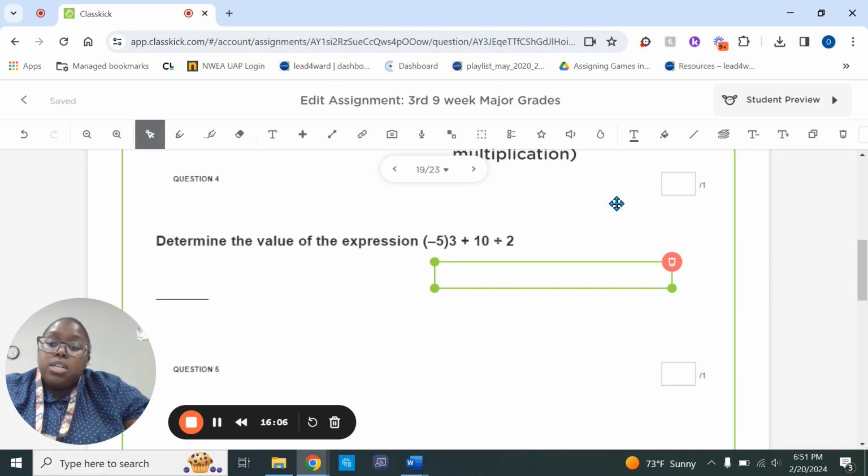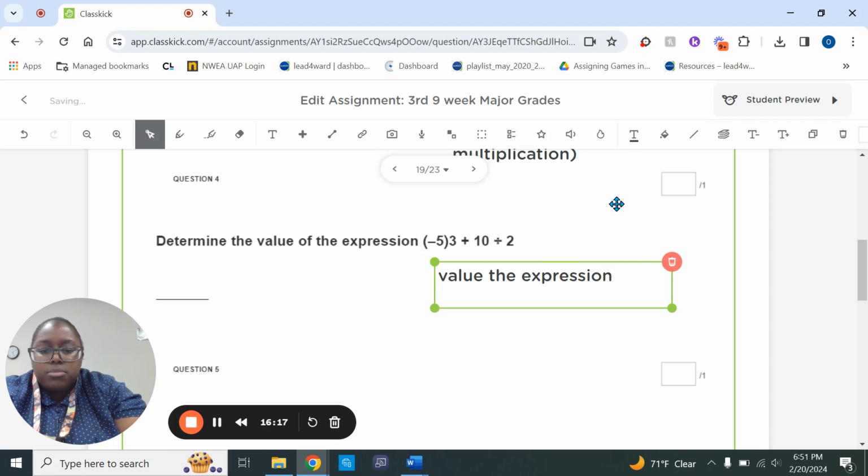So what are we doing? Well, we're actually doing the same thing we had to do on number 1. The value of the expression. Remember, expressions are numbers and operations. Now, is there a limit on how many numbers and operations you can use? No, there's not a limit.